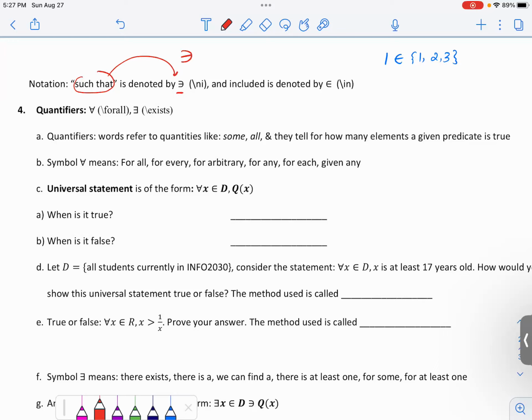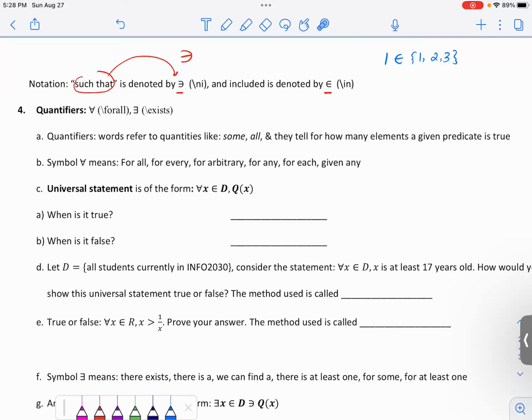And the second one is this guy. This guy means in or included. For example, one is included in this set. One is one element of this set. So we can write one is included in this set, or we just simply say one is in this set.